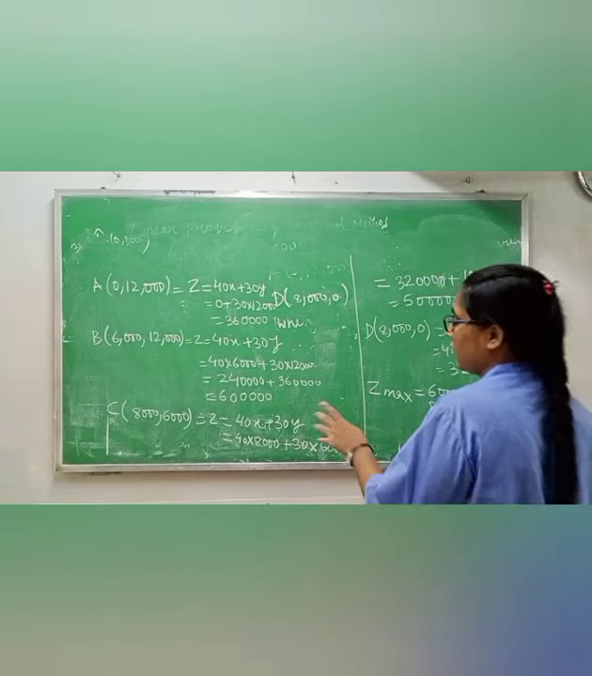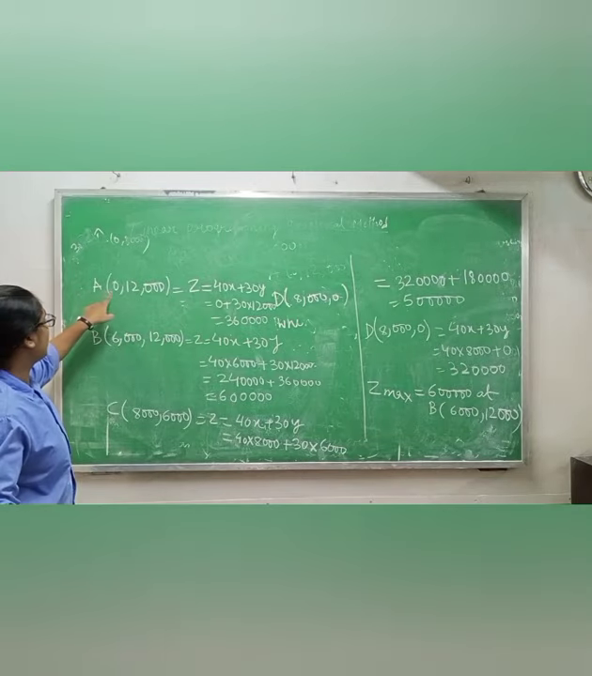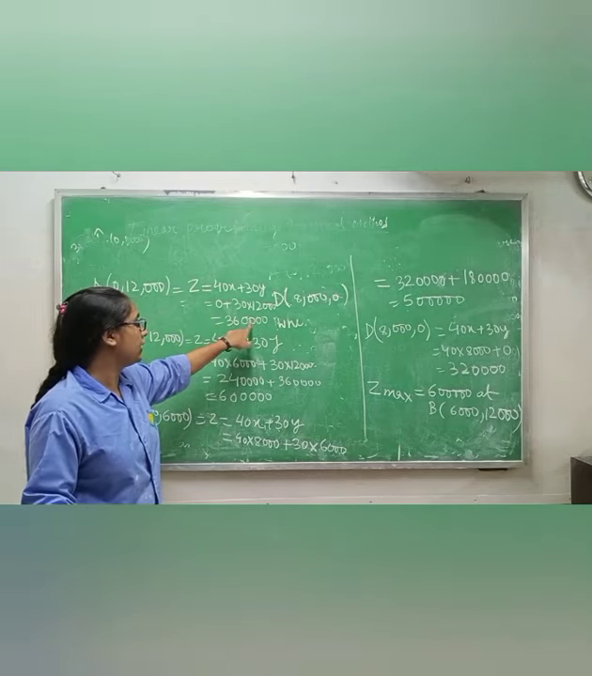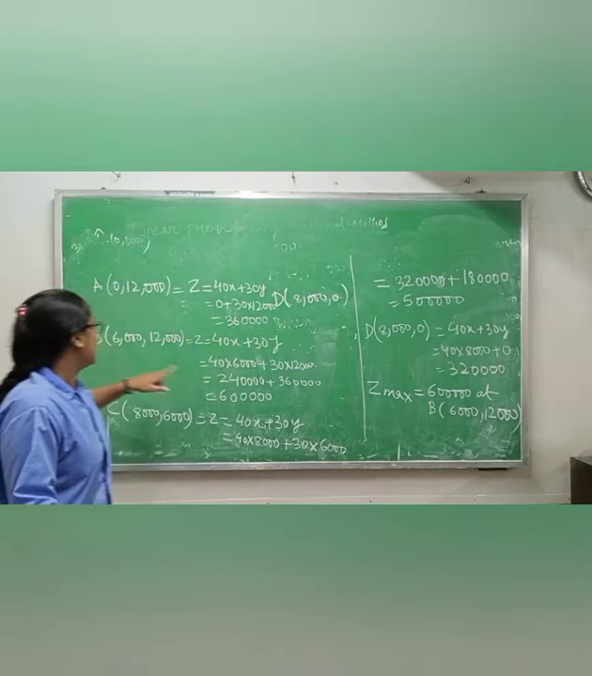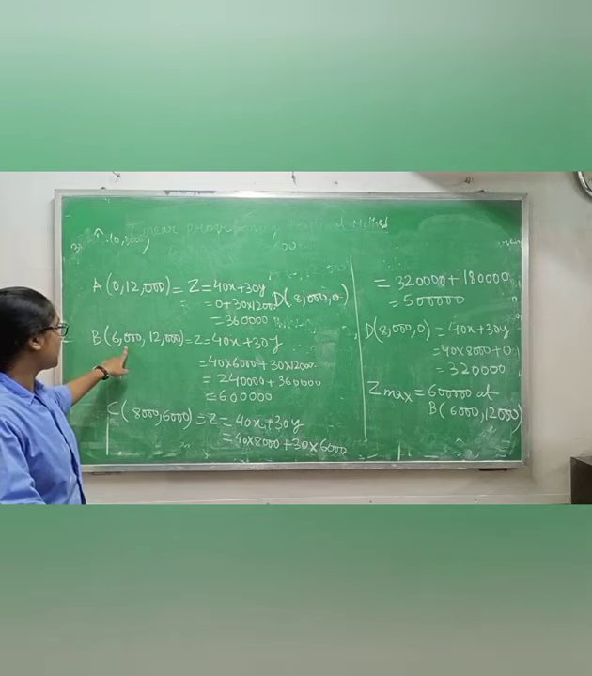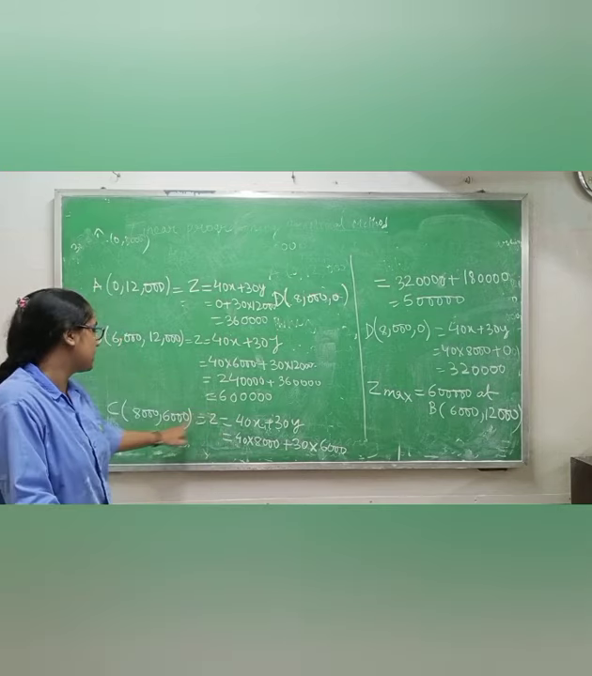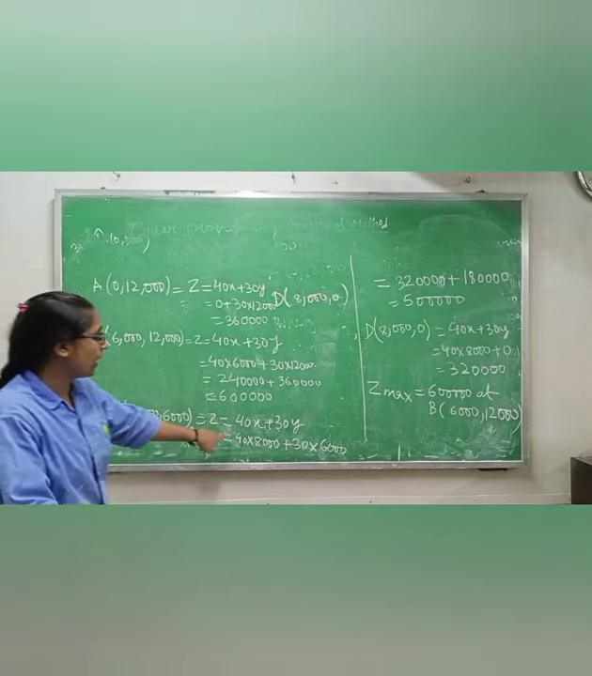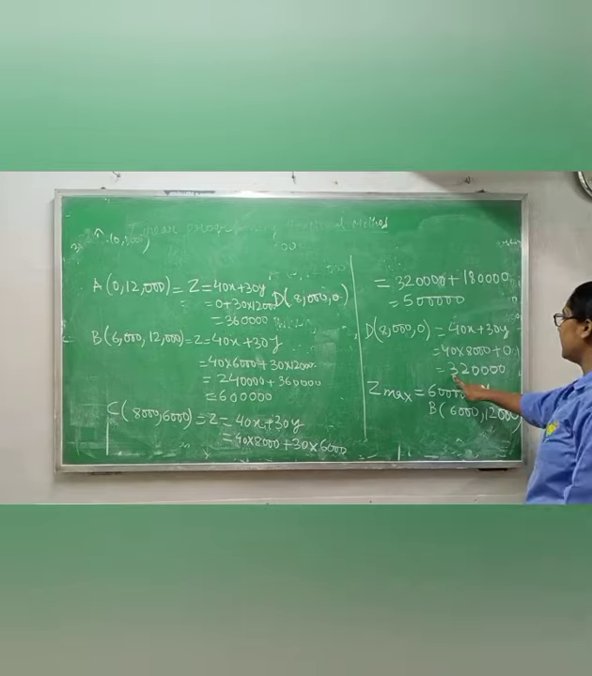Now, class 12, I am taking the 4 points which I found in the last one, A, B, C, D. Okay, so for A, x is 0, y is 12. When I put it in Z, I am getting 30. Now when I put the B value, in place of x I put 6,000, in place of y I put 12,000. After solving I am getting 6 lakhs. Again the C corner point, 8,000, 6,000, I am getting 5 lakh. Again D is 8,000 comma 0, I am getting 3 lakh 20,000.